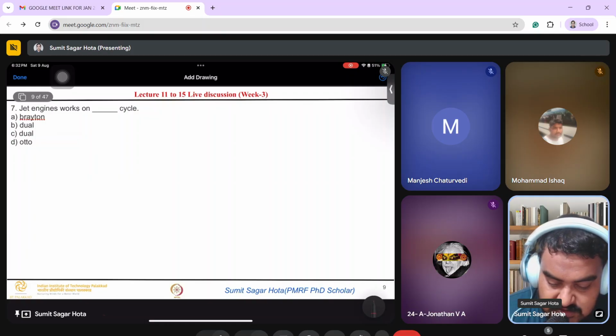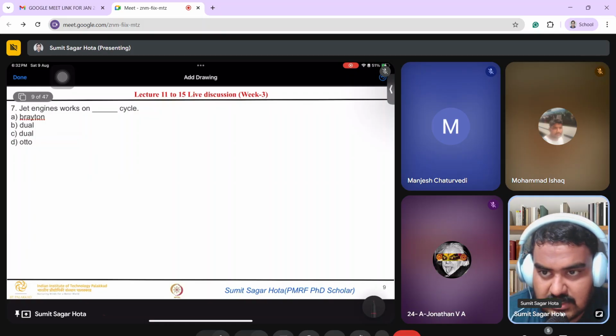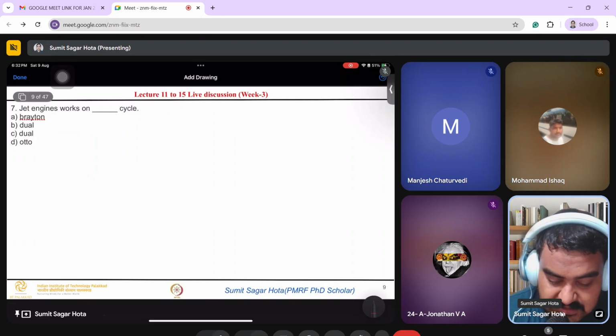Jet engines work on dash cycle. All types of jet engines and gas turbines always work on the Brayton cycle.